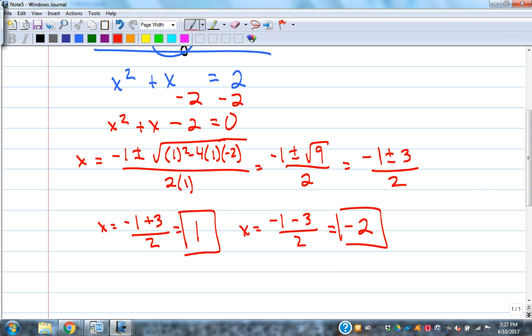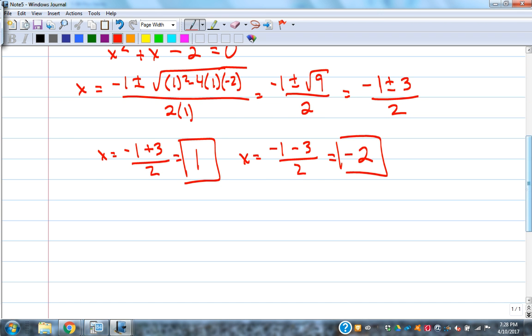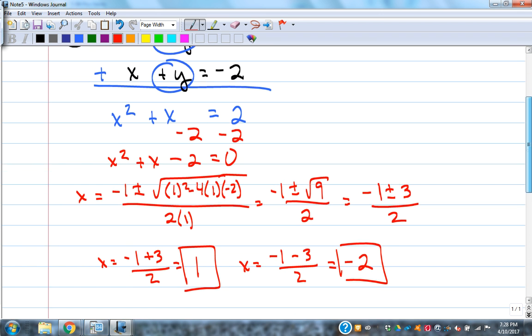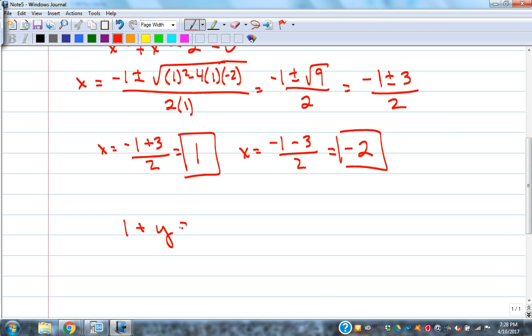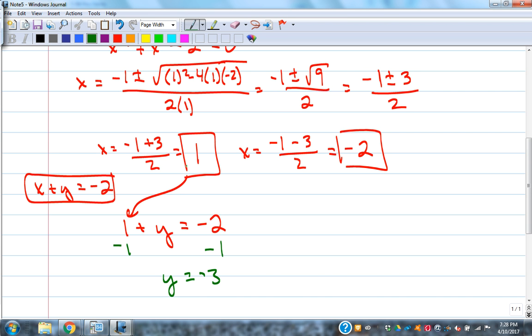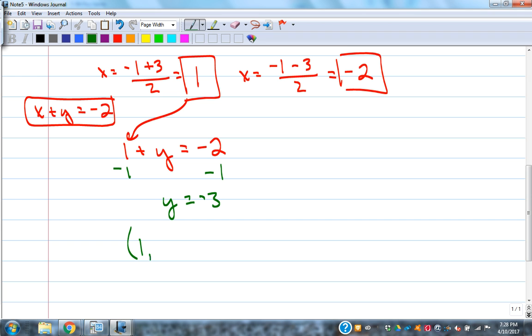So that means I better get how many answers for y? 2 of them. Okay? So we're going to get those by just going back into one of our problems here. I'm going to go back into the easiest one. That second one is a lot easier because it doesn't have the x squared in it, right? That makes the problem easier when it doesn't have an exponent. So I'm going to go 1 plus y equals negative 2. That's going back into x plus y equals negative 2. So subtract 1, y is equal to negative 3. So the ordered pair would be 1, negative 3.